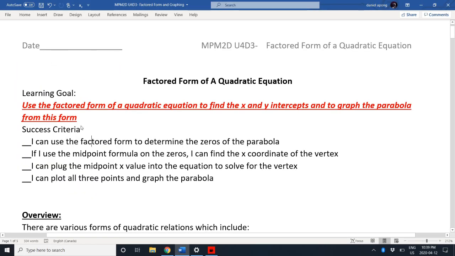Factored form of a quadratic equation. Our learning goal today is to use the factored form of a quadratic equation to find the x and y intercepts and to graph the parabola from this form. Please ensure you have the lesson printout so you can follow along with this video.